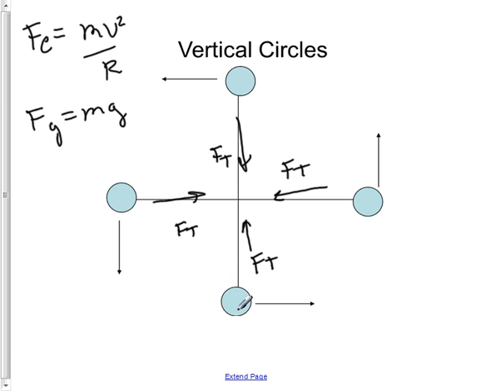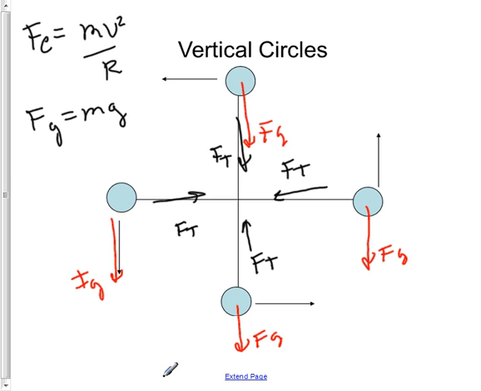So what we'll do is draw the force of gravity vector at all positions, and of course it's always pointing straight downwards. So that's our job, to do that at all positions. Then we have to ask ourselves the question: is force gravity helping the tension force, or is it making it more difficult for the tension force to keep the circle going?